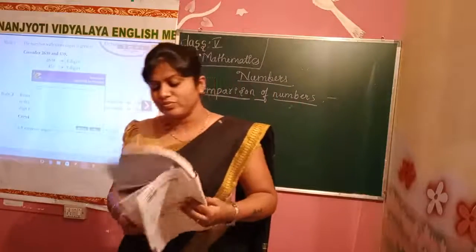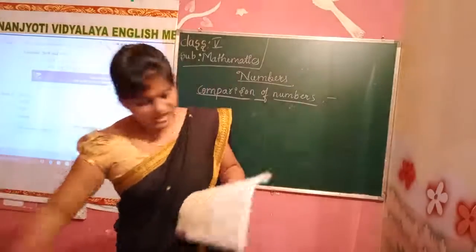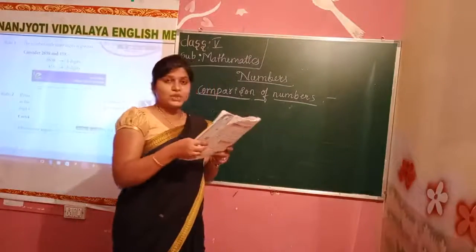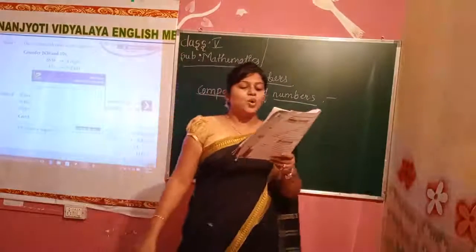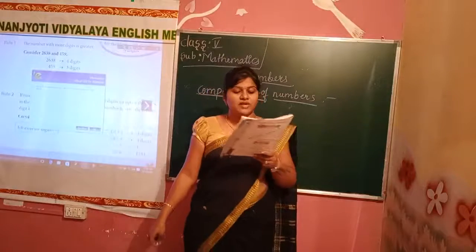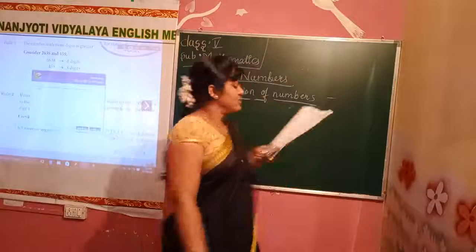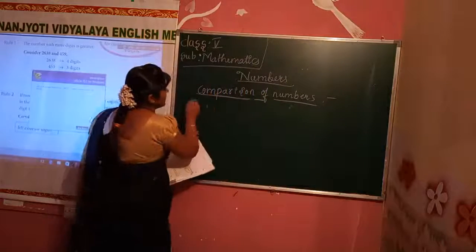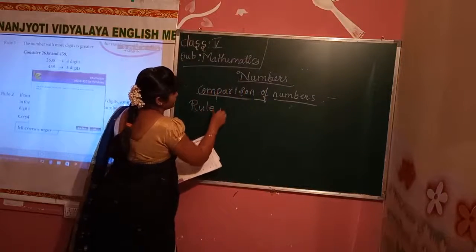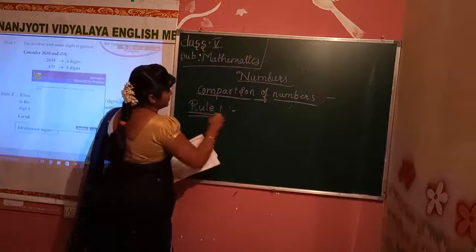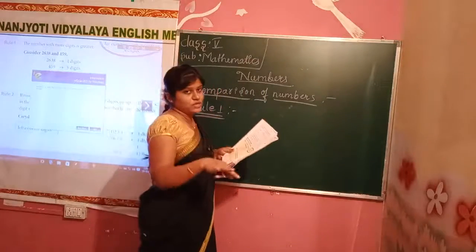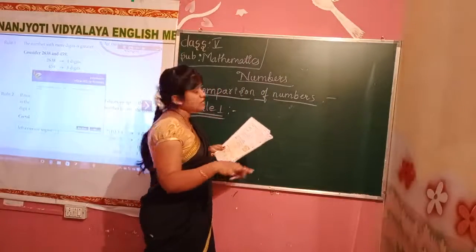The first rule is, the number with more digits is greater. Consider the first rule, Rule 1. We have 5 rules in this case, comparison of numbers.